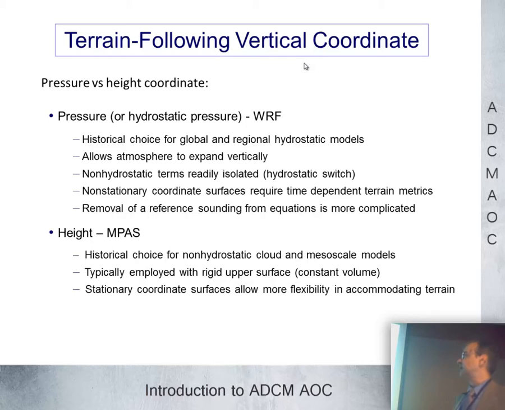So the idea is, by going to a height coordinate, if the top's high enough, you can avoid the problems of having a lid at the top. So in the pressure coordinate, the top is a pressure surface, whereas in the height coordinate, the top is basically a lid. W is 0. The other advantage of a pressure coordinate is non-hydrostatic terms are readily isolated, and it's easy to do a hydrostatic switch. It's harder to do that in the height coordinate.